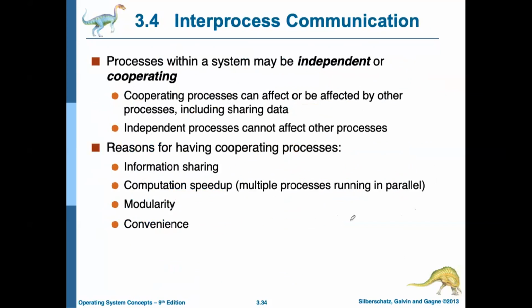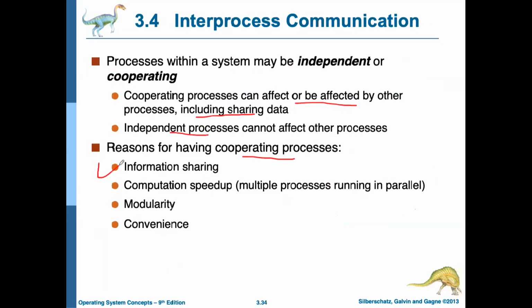Now, inter-process communication. Processes within a system may be independent or cooperating. Cooperating processes can affect or be affected by other processes, including sharing data. Independent processes cannot affect other processes. Now the reasons for having cooperating processes.